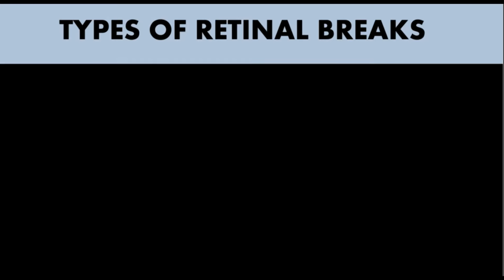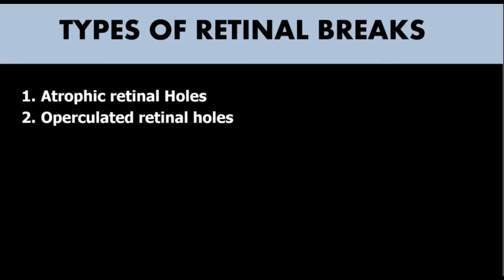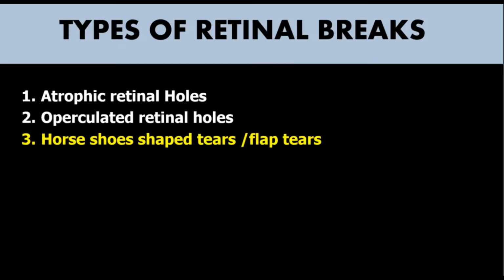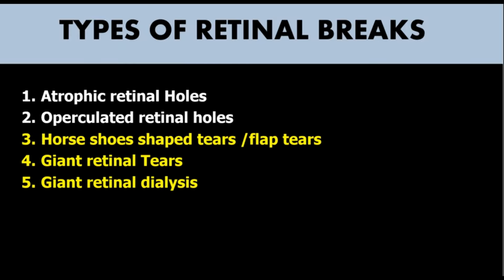Before we proceed, you should know the various types of retinal breaks. We have atrophic retinal holes, operculated retinal holes, horseshoe shaped tears and flap tears, giant retinal tears, and giant retinal dialysis. The ones that I've marked here in yellow are the ones which can lead to rhegmatogenous retinal detachment. The risk of developing a rhegmatogenous retinal detachment with atrophic retinal holes or operculated retinal holes is very, very less, right?